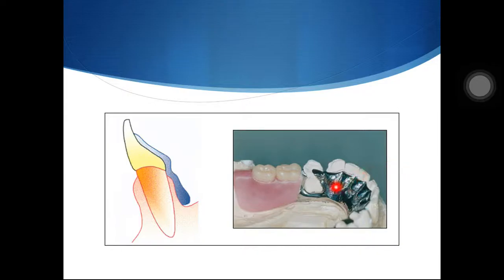Here we can see that whenever there will be movement away from the tissues, the major connector will try to seat over the hard tissue and it will resist this movement which is away from the tissues of the distal extension bases. This is the major basic concept of indirect retention.